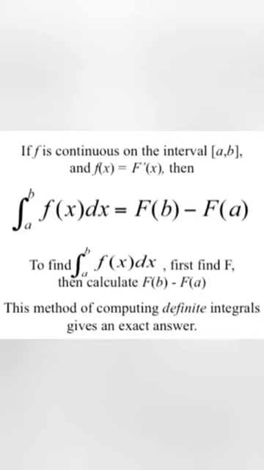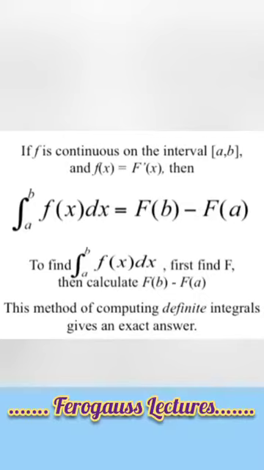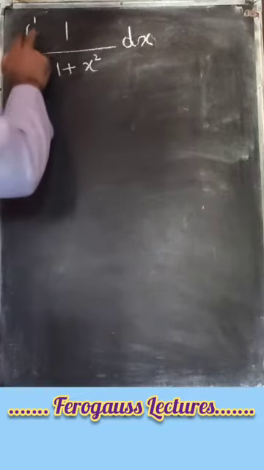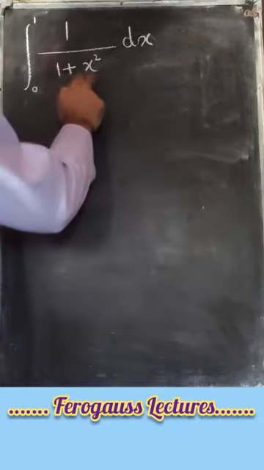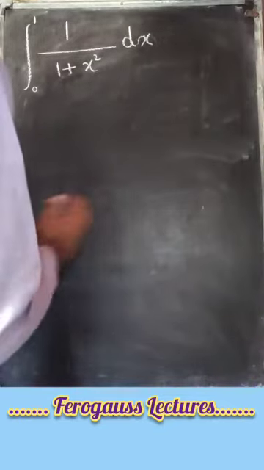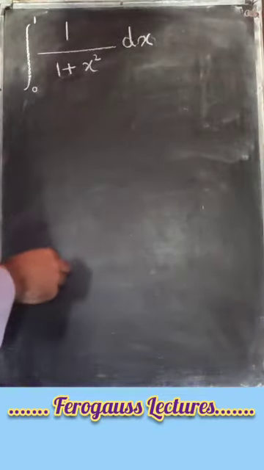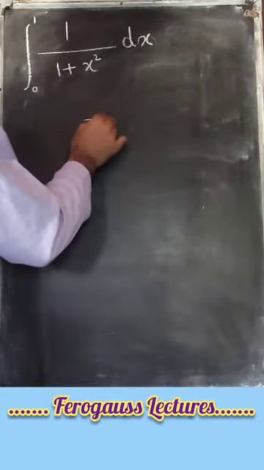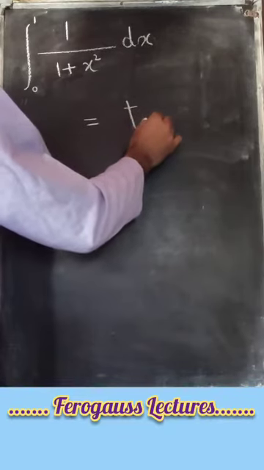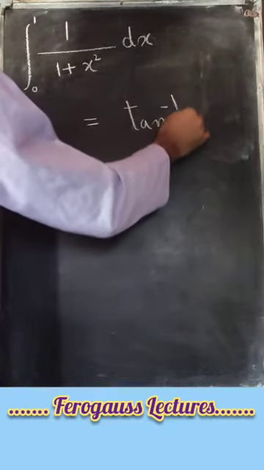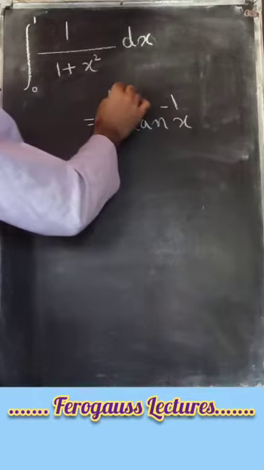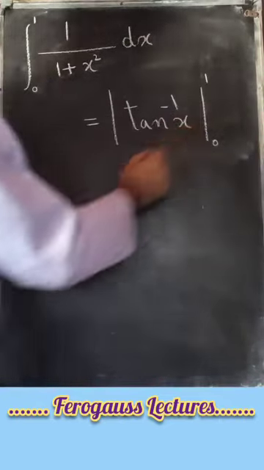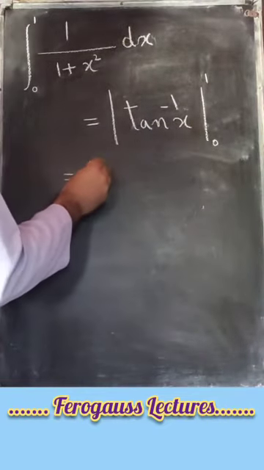Now let us do some questions. Here is the first question. Here we have to evaluate this definite integral, that's the integral from 0 to 1 of 1 by 1 plus x square. From indefinite integrals, we know that the integration of 1 by 1 plus x square is equal to tan inverse x. But here we have to apply limits, that is limits from 0 to 1.